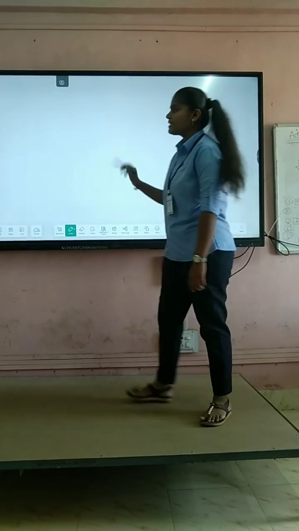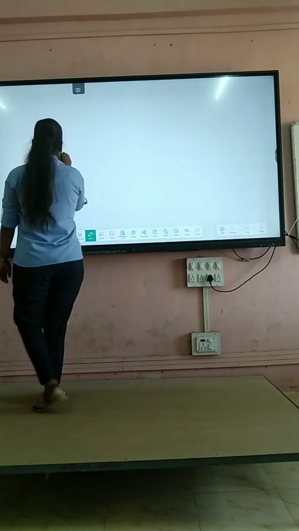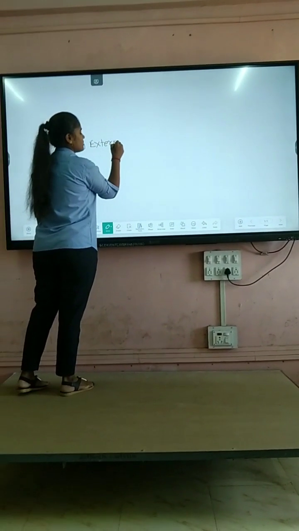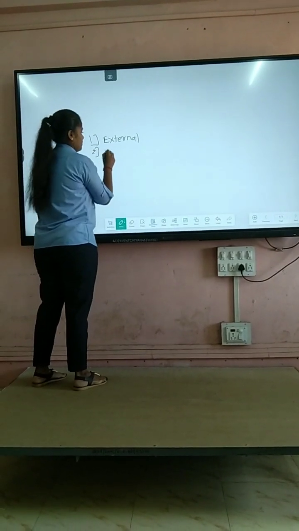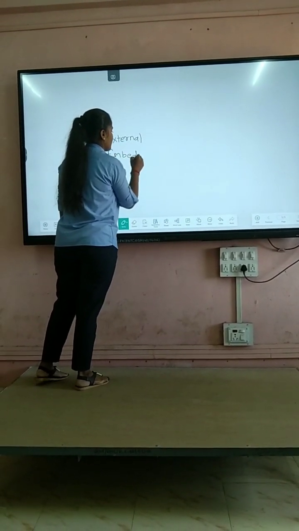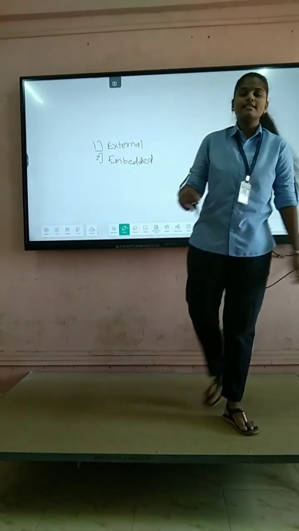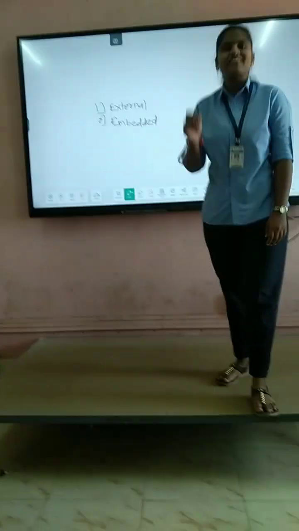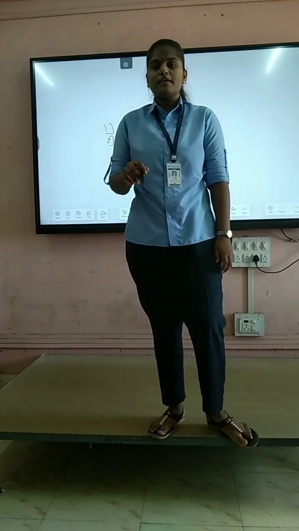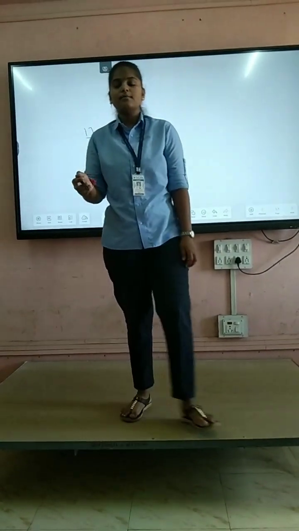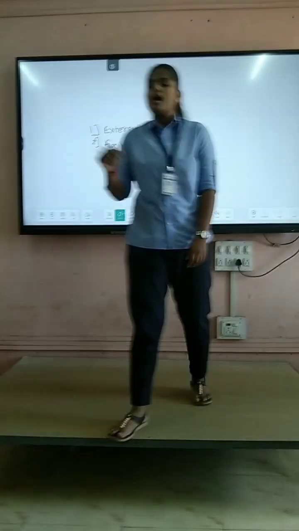Microcontroller is classified based on memory. First is the external memory microcontroller, and another one is the embedded memory microcontroller. In the external memory microcontroller, the program memory and data memory are not on a single chip. Example of external memory microcontroller is the 8031 microcontroller.